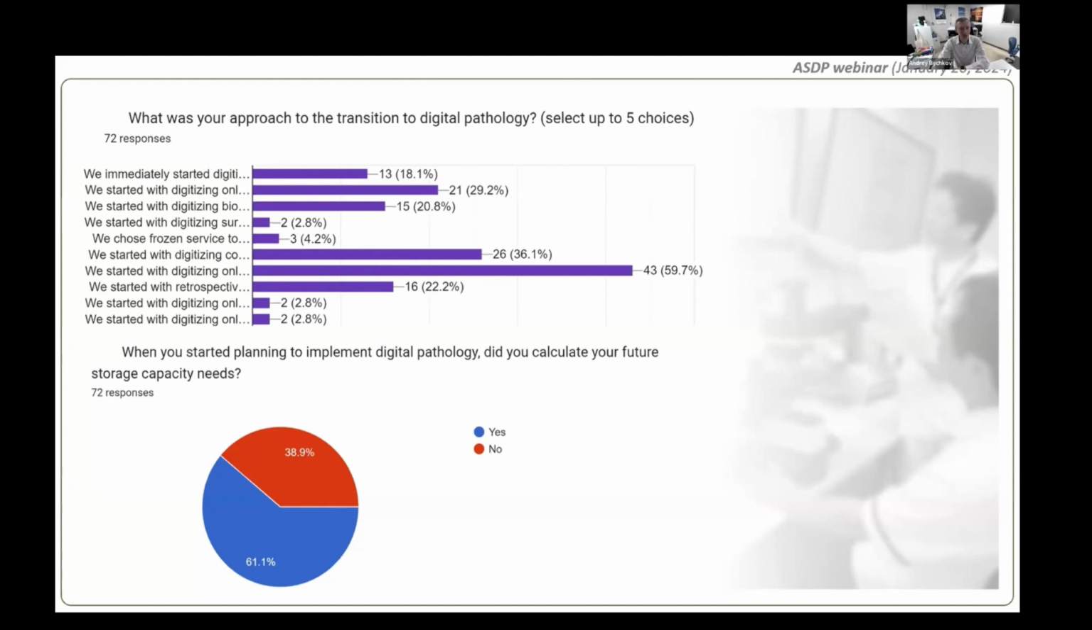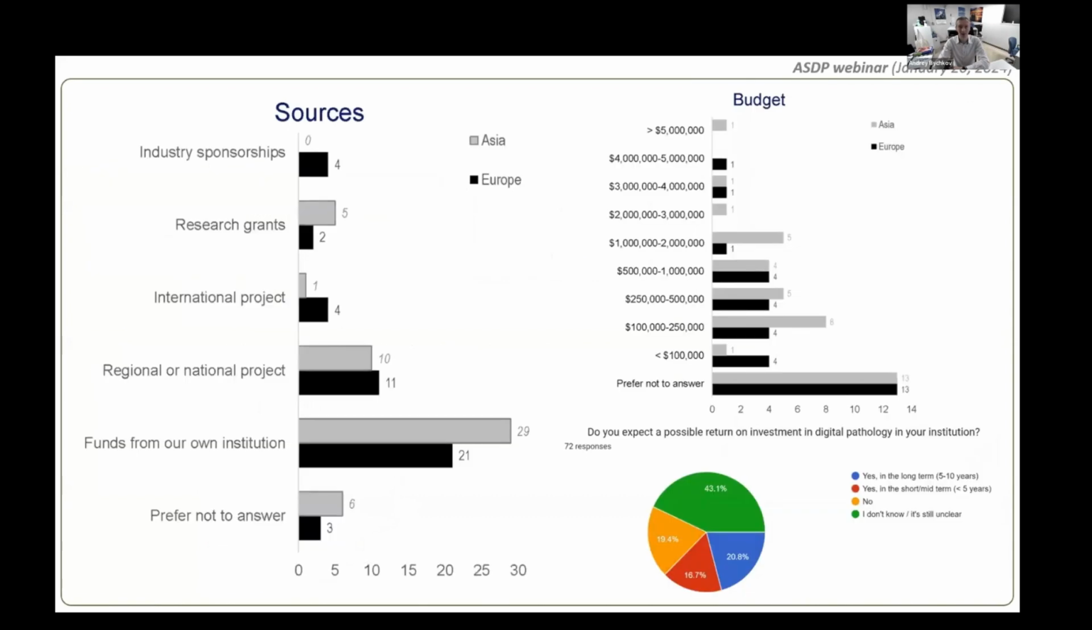We also asked people if they calculated actual and future storage needs before starting to go digital for clinical purposes. It is very interesting that almost 40% answered no. That is very weird, and it was a big mistake.